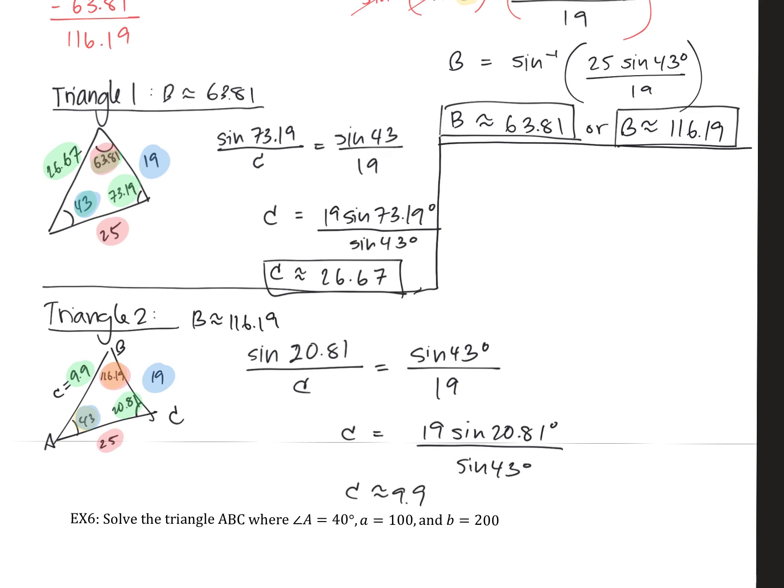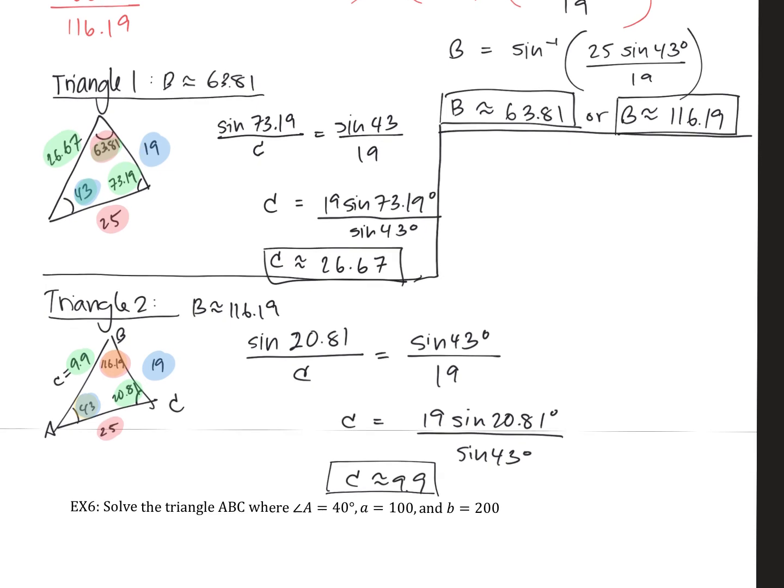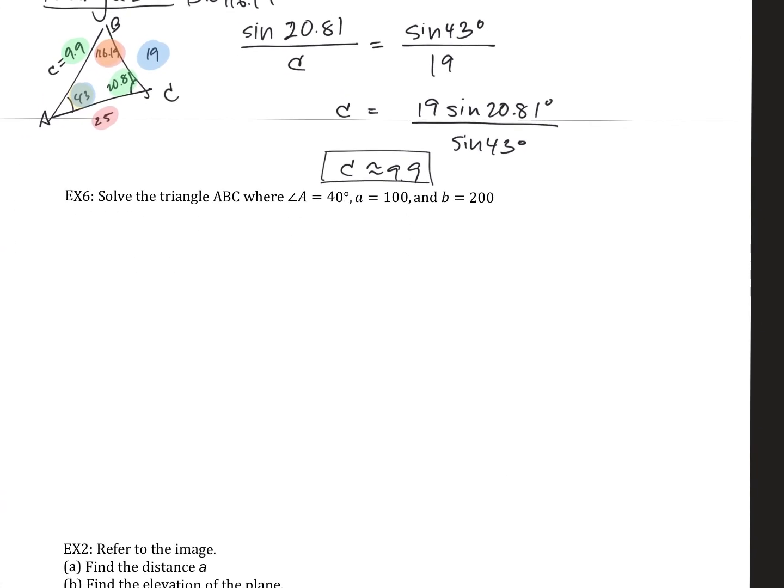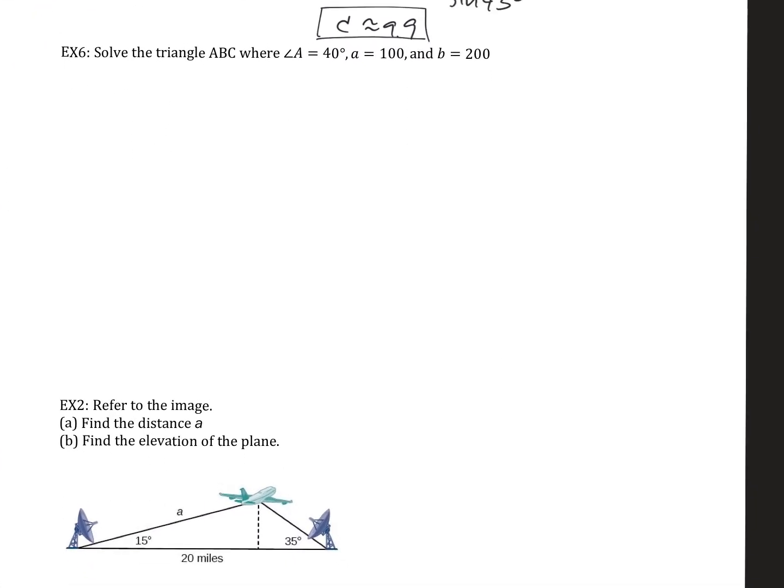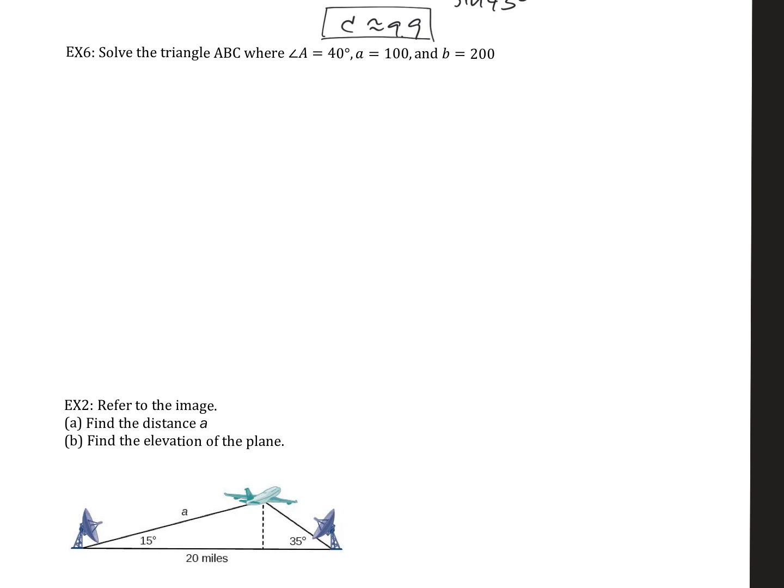Wow, okay, so we have found two triangles that fit the requirements we were given. Awesome. So that is one of the cases where the ambiguous case gives us two possible triangles. So now let's take a look at example 6.